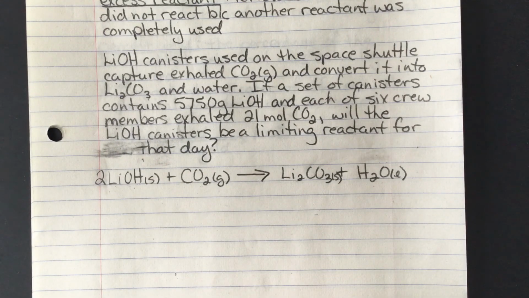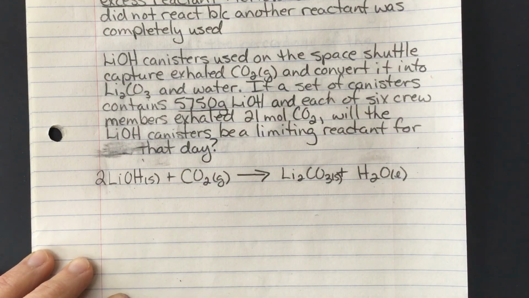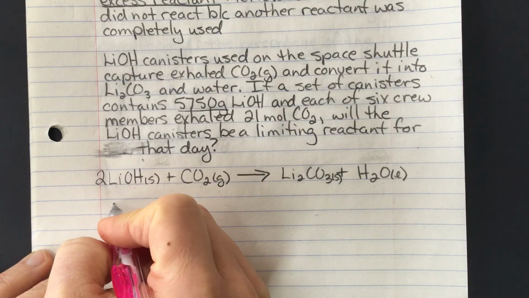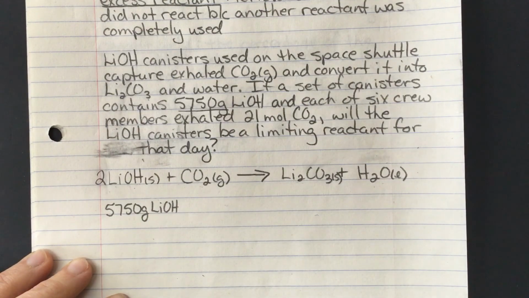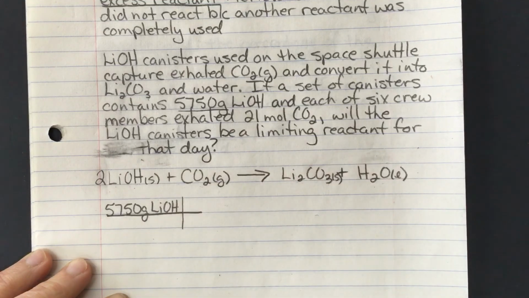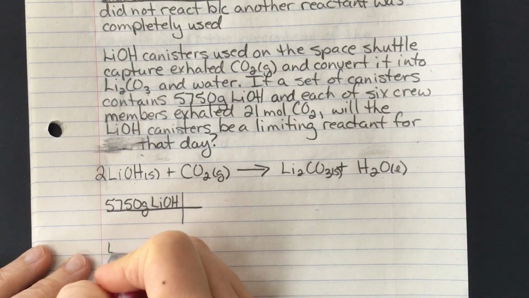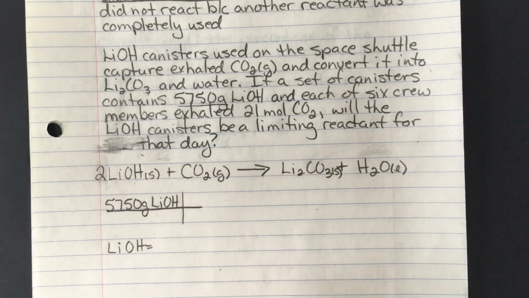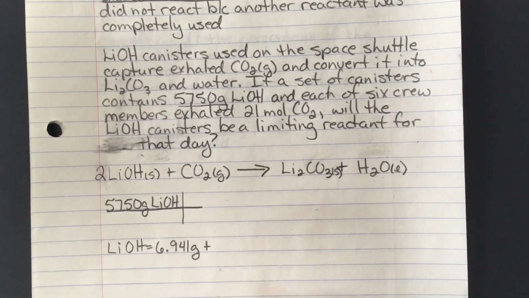Our next step is to do some stoichiometry. So we know that we start out with 5,750 grams of lithium hydroxide, and we want to convert this to carbon dioxide to see how much carbon dioxide this lithium hydroxide will absorb. So we have grams, we have to convert to moles. So we have to find our molar mass, which is LiOH. So we go down here, we look up lithium on our periodic table, and we see that it is 6.941 grams, keeping to 4 significant figures.